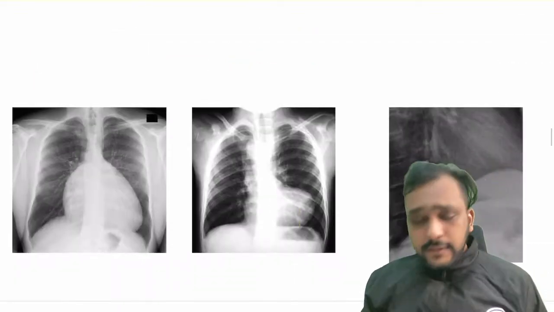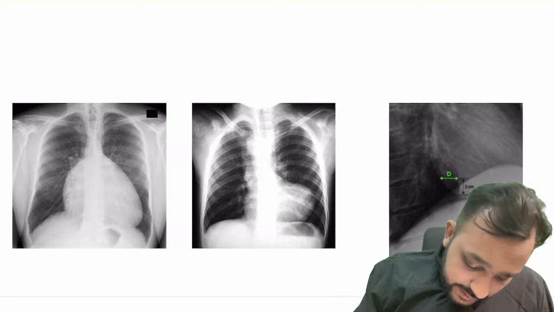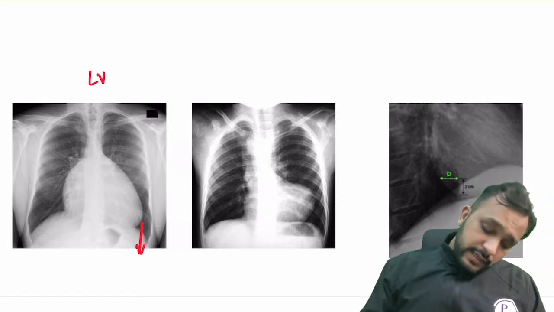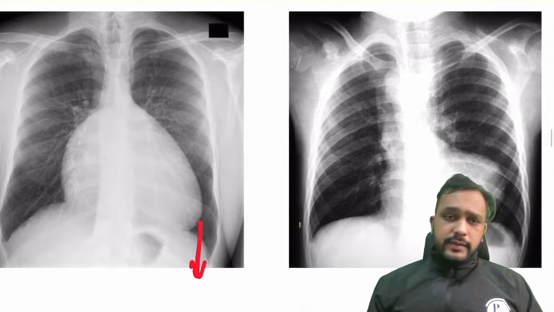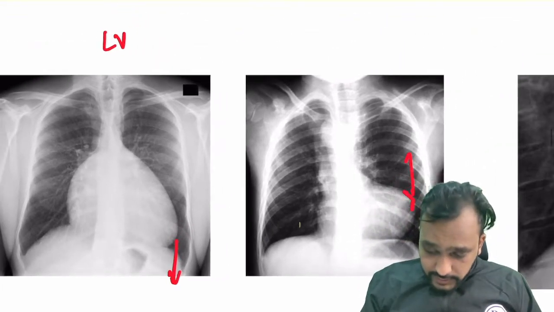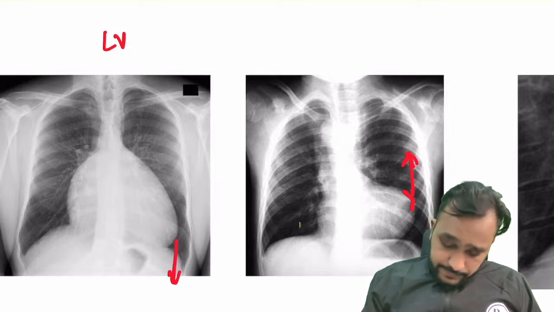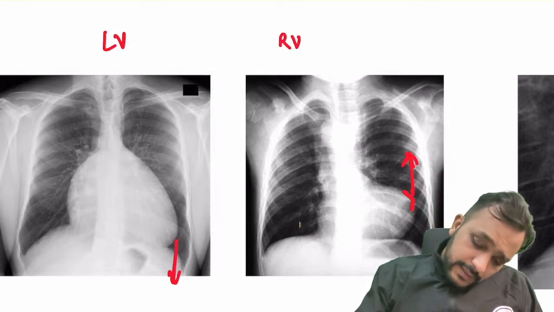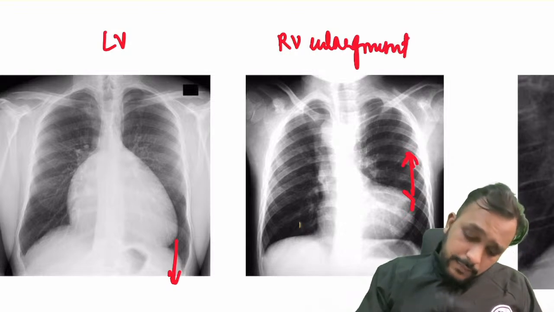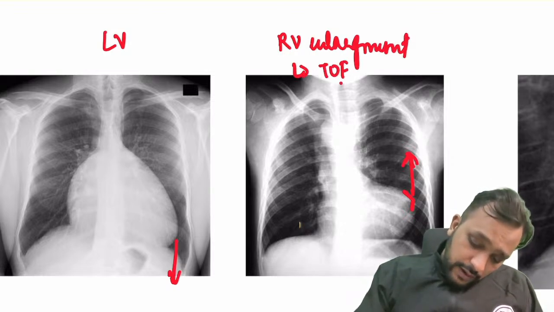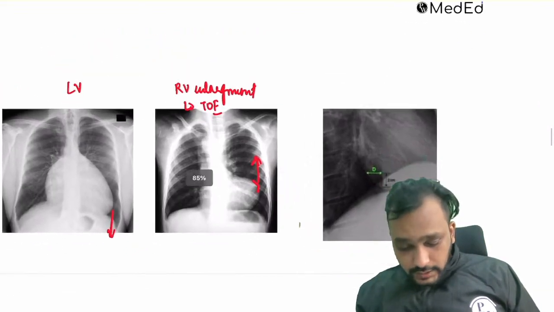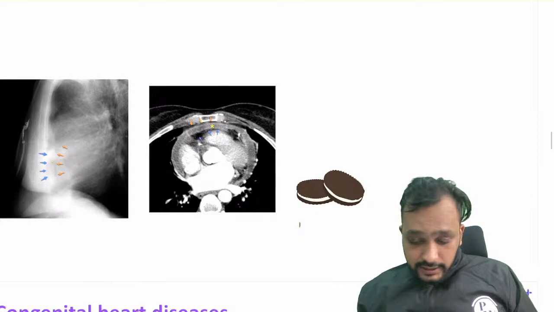Okay, let me tell you quickly. In left ventricular enlargement, what is going to happen, the apex of the heart is going to shift downwards and laterally. When this apex of the heart is shifted upwards, this is seen in patients with right ventricular enlargement, and an example is tetralogy of Fallot, right? So these are important signs of chamber enlargement.